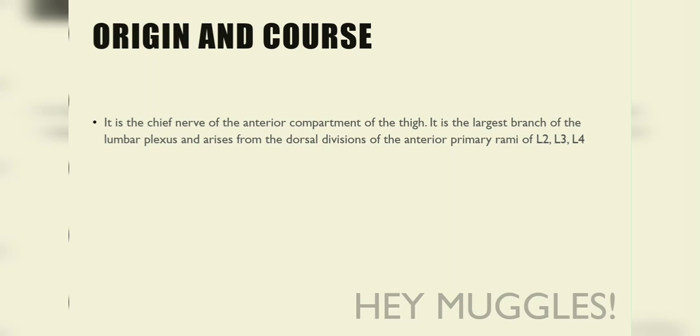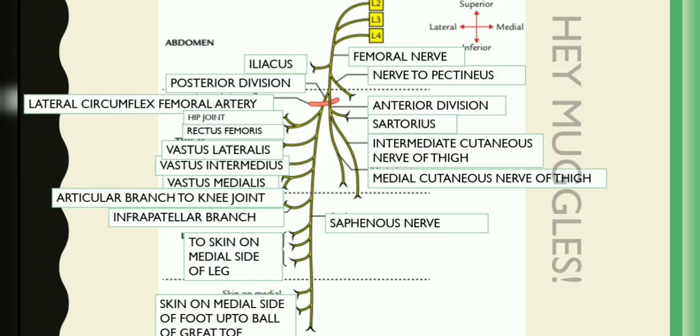It arises from the dorsal division of the anterior primary rami of L2, L3 and L4. Right? So what is the root value of your femoral nerve? L2, L3 and L4. Course and branches of femoral nerve.